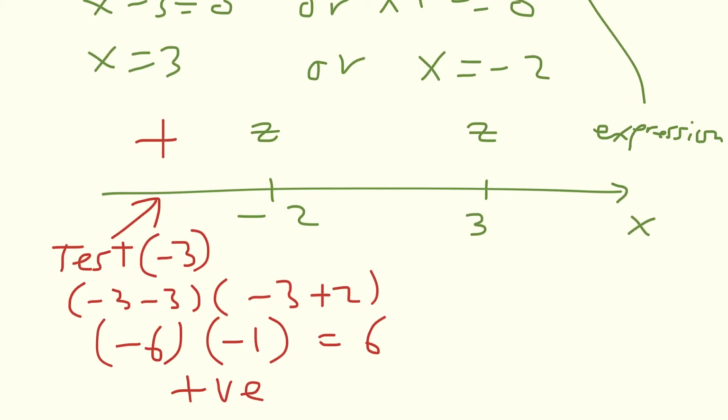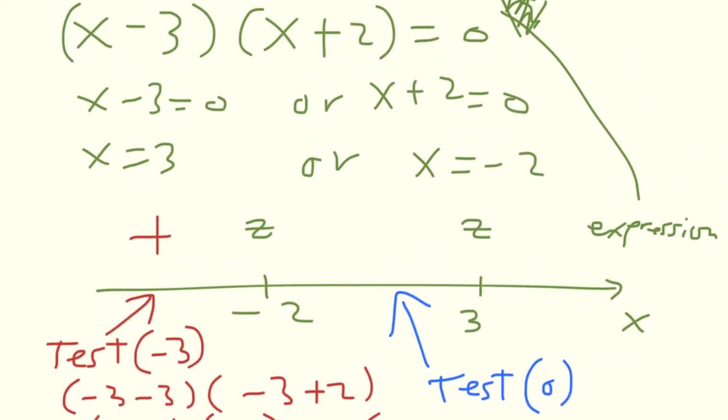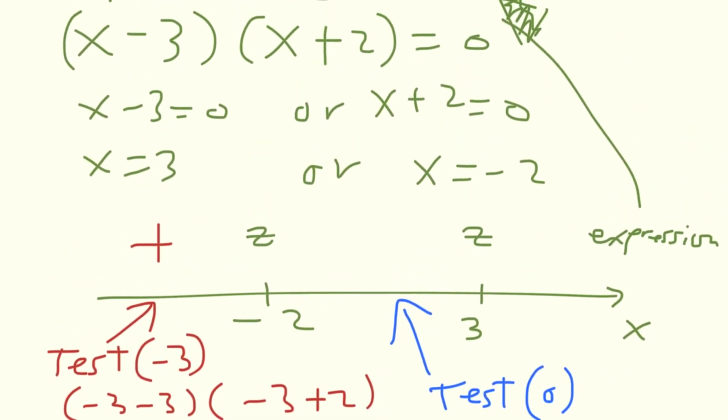And then again we have to repeat this step in the other region. The test this time will be a value between minus 2 and 3. I'll choose the value 0 because it's between minus 2 and 3. I'm going to put this 0 here and here. So if this is 0, it will be minus 3 times 2. Minus 3 times 2 equals what?